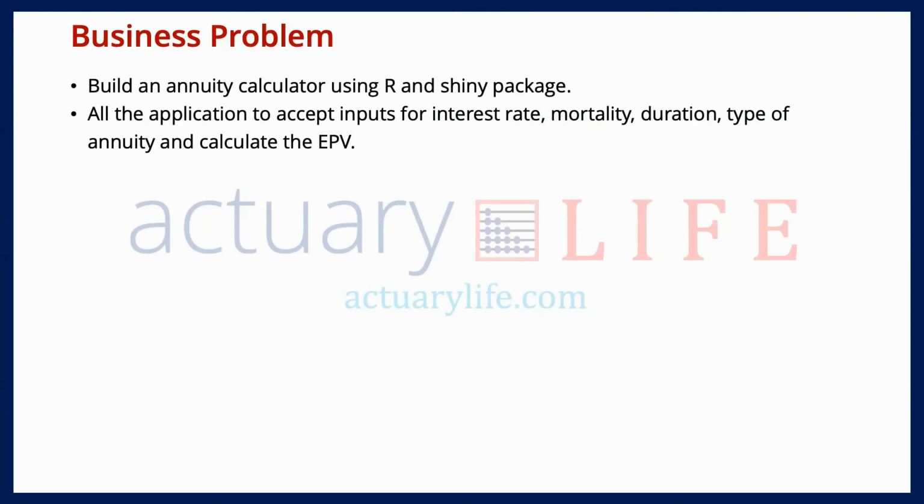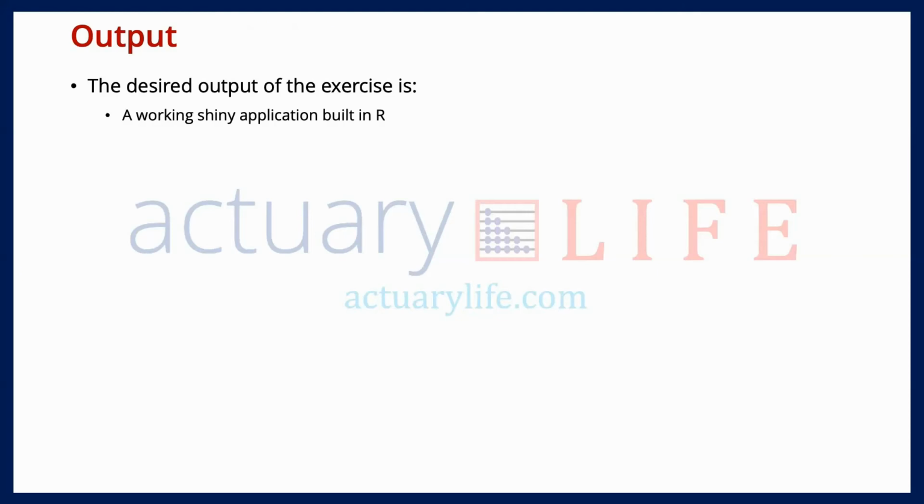The project was pretty simple: you have to use R and the Shiny package, and you have to allow the user to input interest rate and mortality, and then calculate the APV. The output was a working Shiny application.